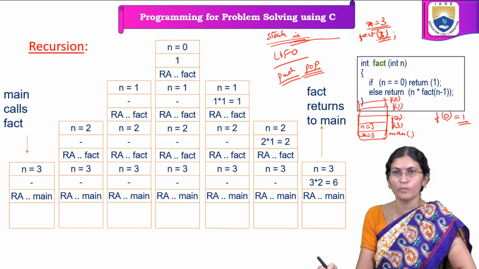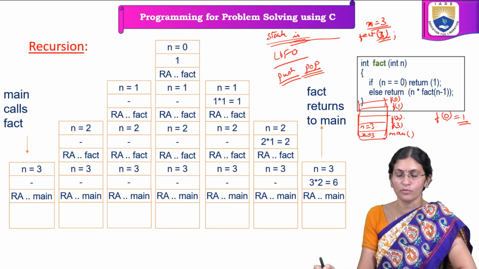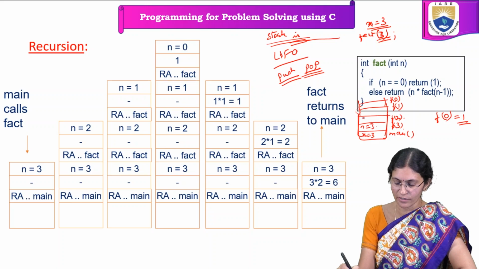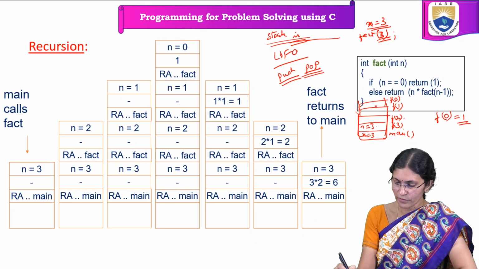From there onwards, the values will be returned, so the control is again transferred to where it has been transferred from. So f of 0 will return 1. So this function will return 1. This return value is returned to the function f of 1. So here n is equal to 1.